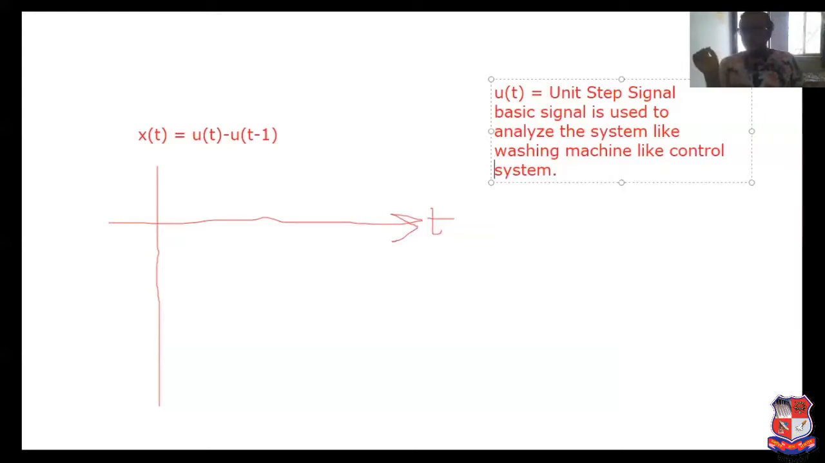It is very, very useful for MCQ. What is the meaning of elementary signal? Unit step, unit ramp, and unit impulse, that is, unit step, unit ramp, and parabolic signals are known as elementary signals or basic signals. Now see u of t. U of t means what? See, this is known as u of t.